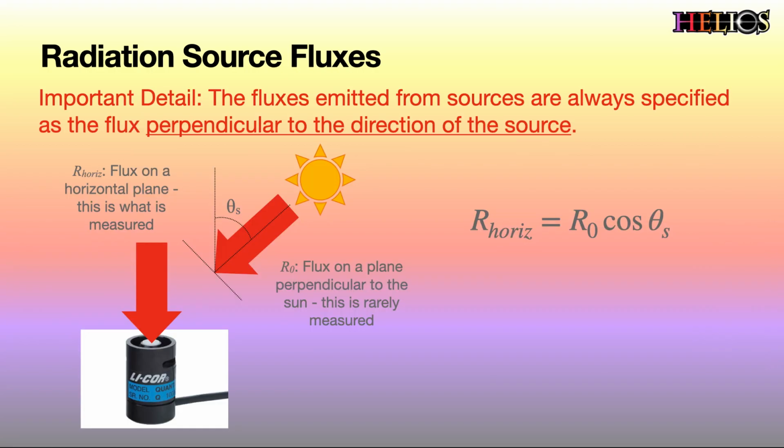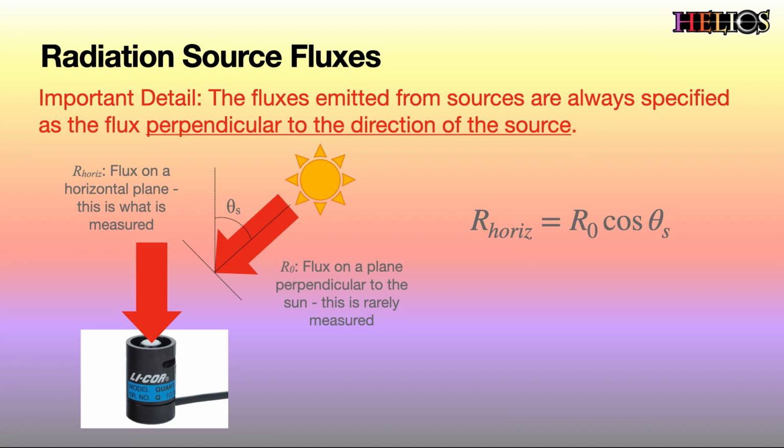So we can use these to simulate things like lamps or LED light arrays or things like that. One very important detail with the Helios radiation model that is a common source of error, particularly for those that are not used to working with 3D type simulations, is that when we specify the fluxes emitted from these sources, we always specify the flux perpendicular to the direction of the source rather than perpendicular to a horizontal plane.